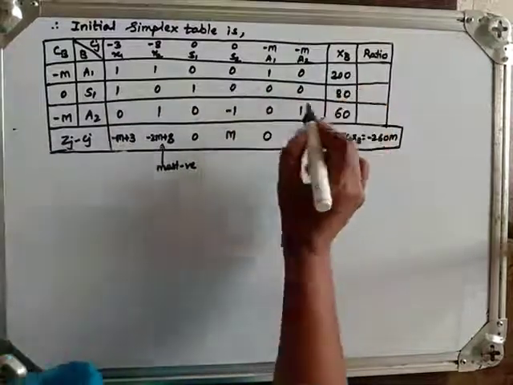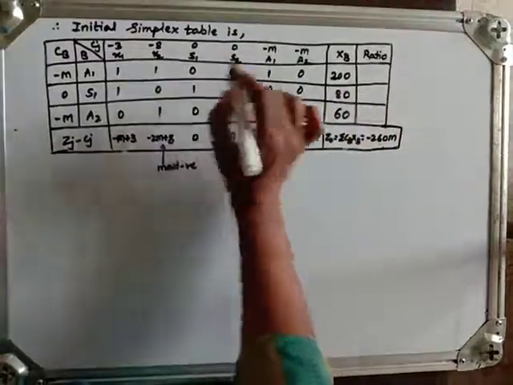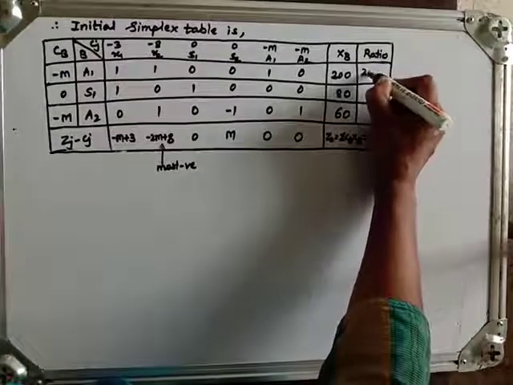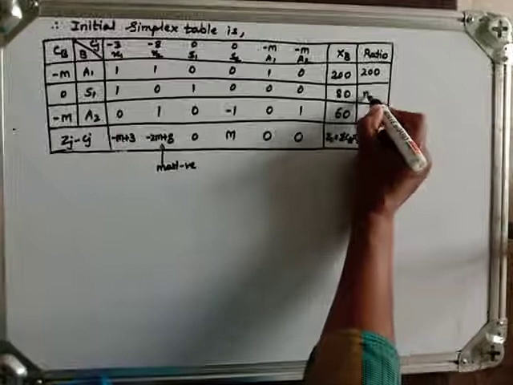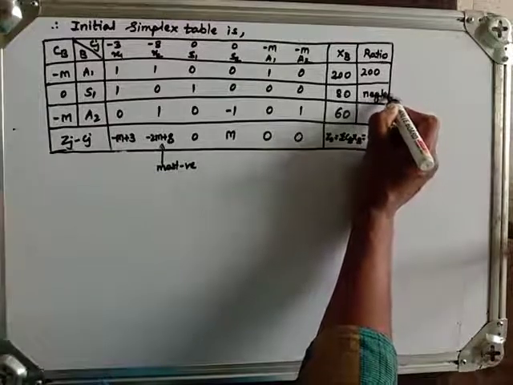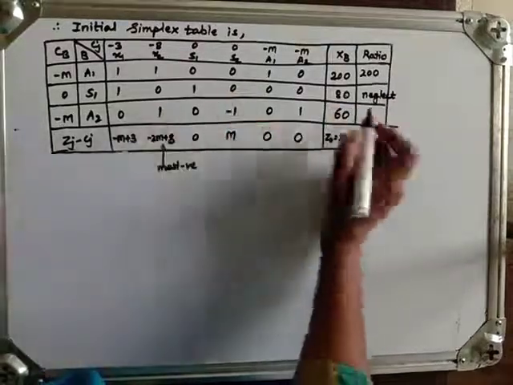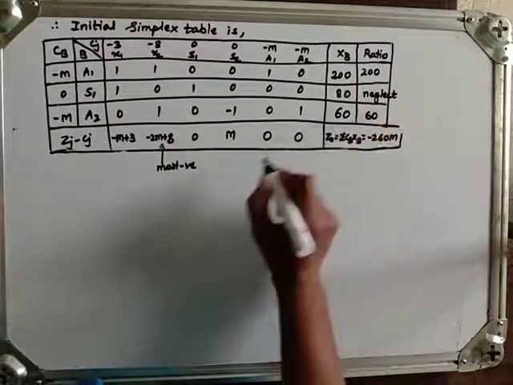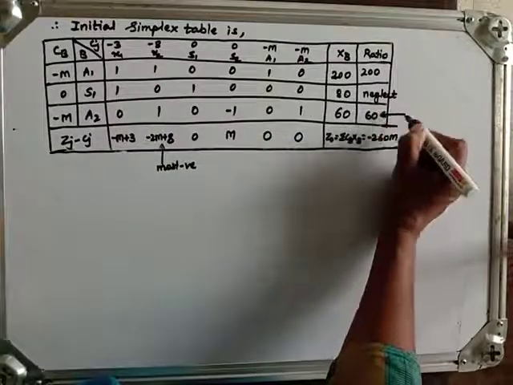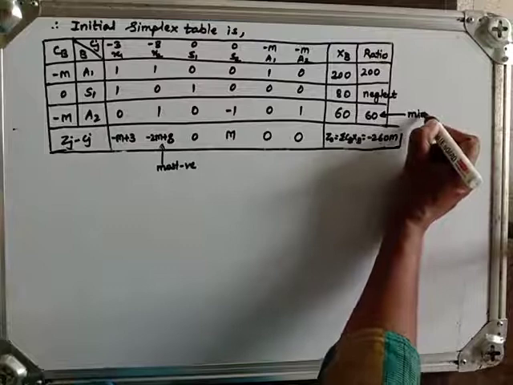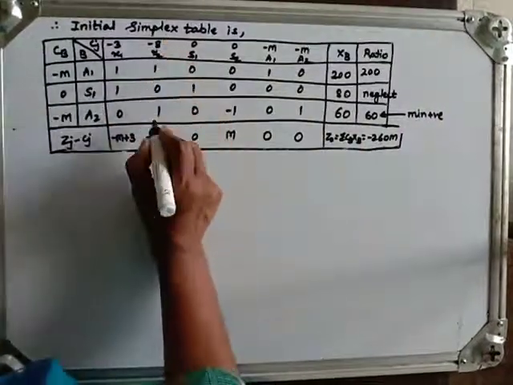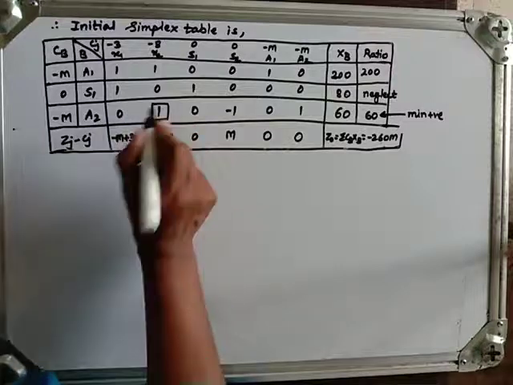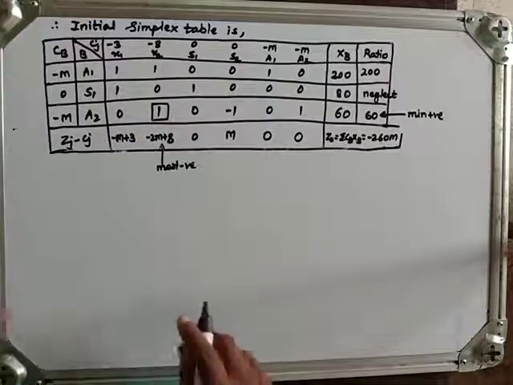Now let us determine a pivot row. 200 divided by 1, so it will be 200. Now 80 divided by 0, you know this one we have to neglect. Then 60 divided by 1, so it will be 60. So what is minimum positive is this. This is minimum positive ratio. So what is the intersection of them? Is this one. So this is our pivot element here.